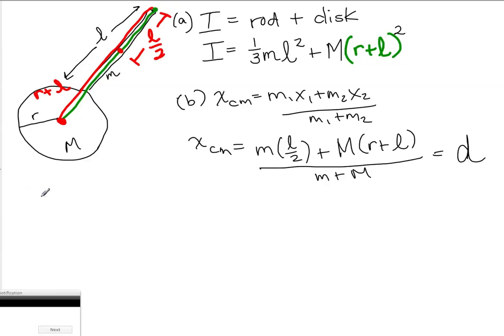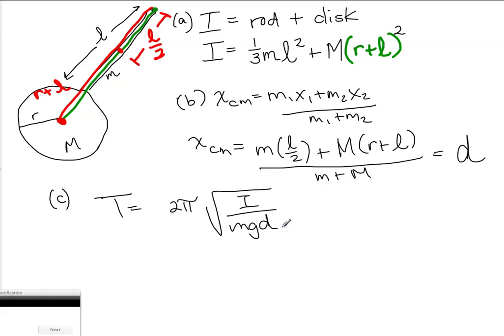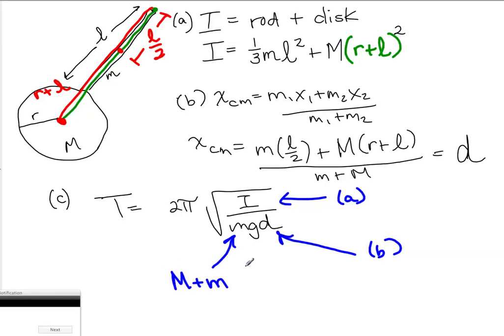because that's how we're going to use it in the next part. So in the last part, they want you to find the period of this pendulum, which is easy. We have a formula for that. It's 2 pi square root of I over mg d. I, we calculated in part A. D, we calculated in part B. And for the mass of this pendulum, of course, we have to use the total mass, big M plus little m. And that's how you do it.